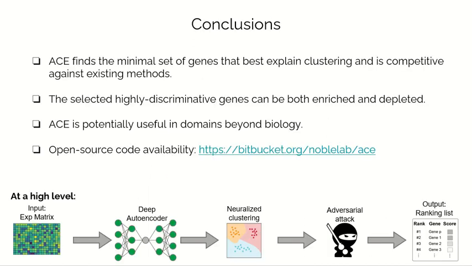To conclude, ACE can find the minimal set of genes that best explain clusters and is competitive against existing methods. The selected highly discriminative genes can be both enriched and depleted. And it is worth highlighting that ACE is potentially useful for domains even beyond biology.